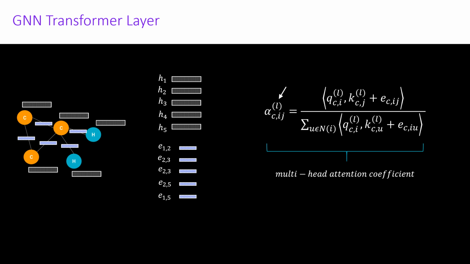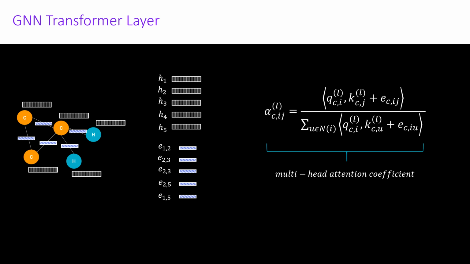L stands for the layer, so we would start with layer 0. The attention coefficient tells us how much attention a node I should pay to a node J when aggregating the information. On the right side of this formula, we see three terms. The queries Q, which are simply the transformed source nodes. The keys K, which are the target nodes. And finally, the edge features E between nodes.